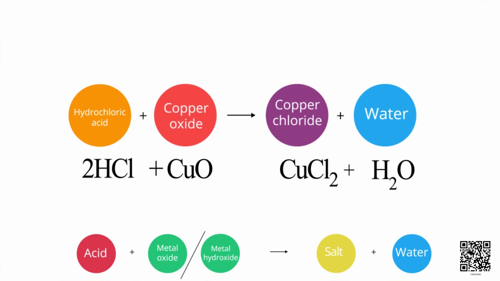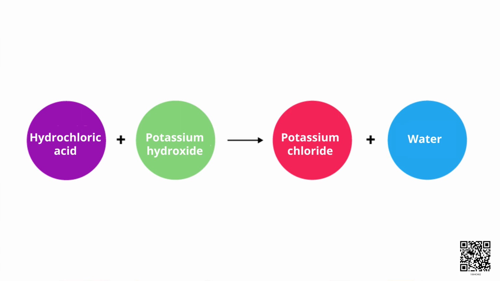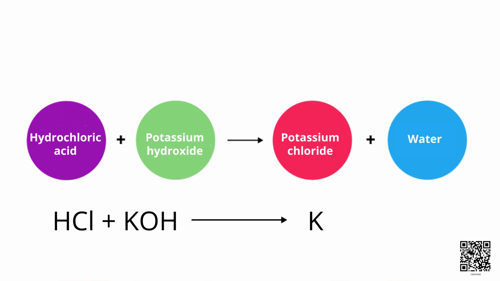Now, if we replace copper oxide with potassium hydroxide in the above reaction, then potassium chloride and water will be formed. The chemical equation for which will be HCl, that is hydrochloric acid, plus KOH, potassium hydroxide, will give KCl, that is potassium chloride, plus H2O, that is water.